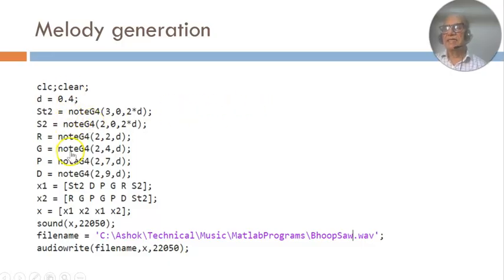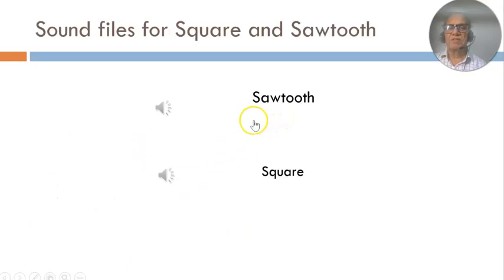So now let us generate the melody. Again, exactly same melody that we had studied before. Only difference now is that you are now calling note G4 function, because this is modified in order to take care of sawtooth and the square wave instead of the sine wave. So you can generate, and now we are ready to see how the sounds for sawtooth, how it sounds. Let us see.